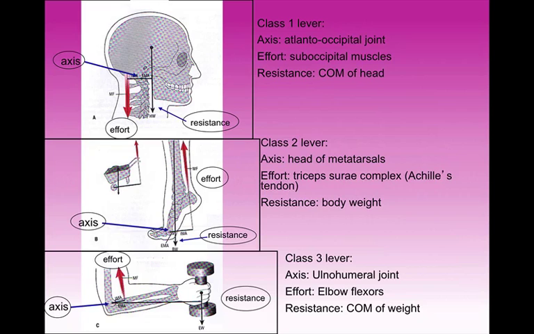If the individual was not holding a weight in their hand, the resistance force would be the center of mass of the forearm. For most people, that's about midpoint, depending on the size of your hands and the muscle mass in your forearms. This is a Class 3 lever.